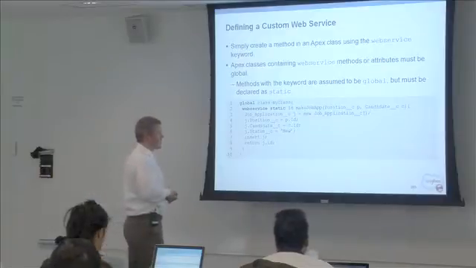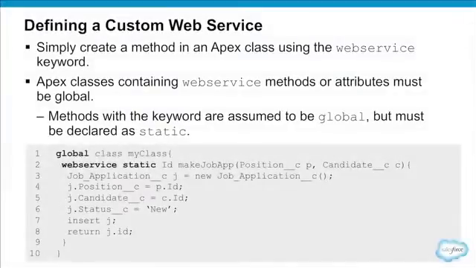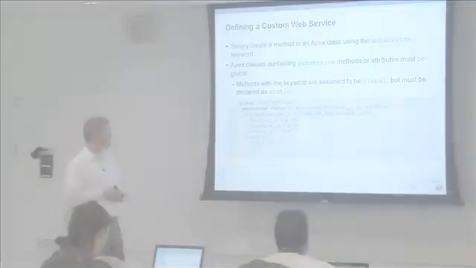Here we have a custom web service. It is simply a method inside of our global class. We've defined that the parameters are a position object and a candidate S object, and that the return type for this web service is going to be an ID. One of the things that our WSDL generator will do for us is to define the SOAP representation, in this case of the position and the candidate that would be sent over the wire when requesting this SOAP-based web service.